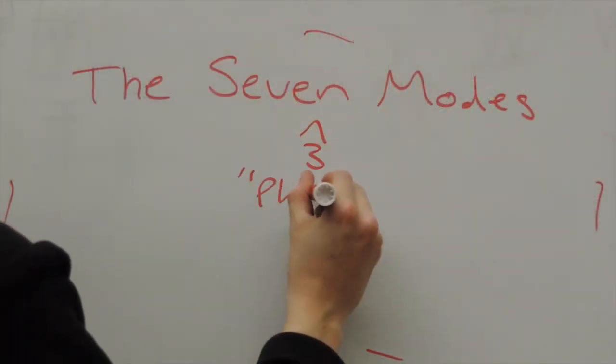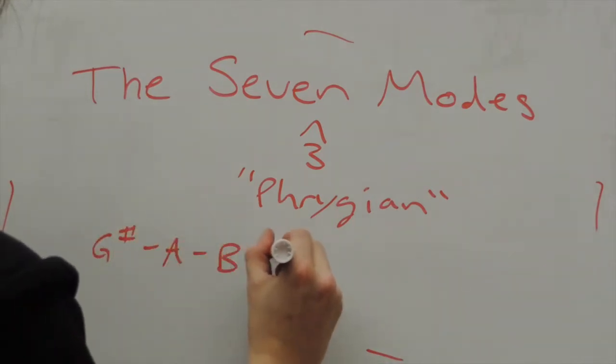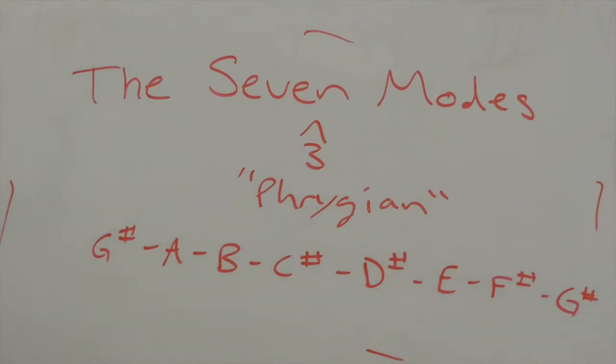The third mode on the 3rd scale degree is known as the Phrygian mode. In E major, this begins on G sharp, and we're going to use the 1st fret of your G string to begin this scale.